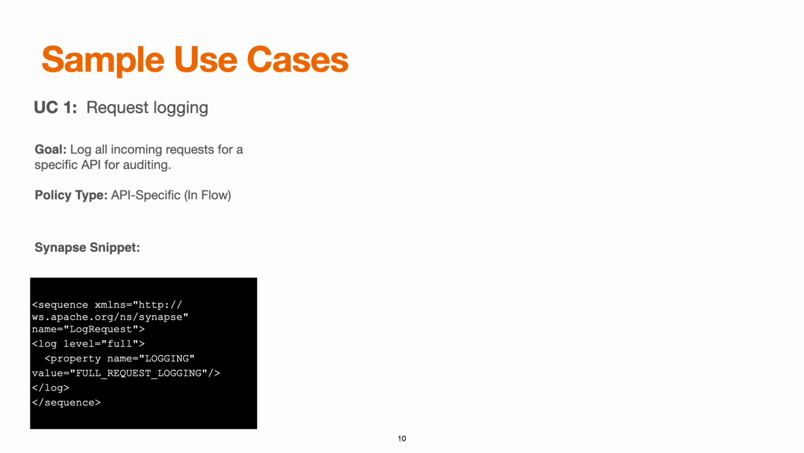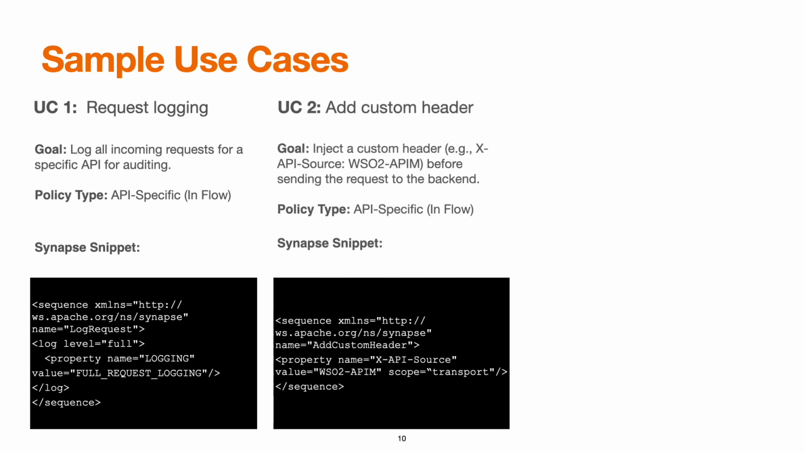Okay, so via inflow or the outflow we can attach a particular policy. You can see the synapse snippet over here. So in this example I have given the log level full. You can give a log level custom and log specific parameters over there.